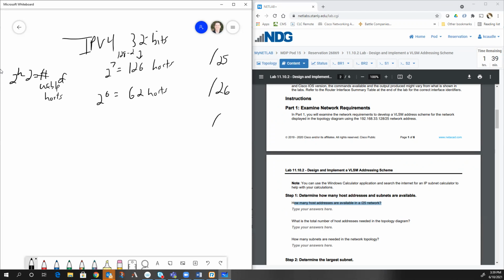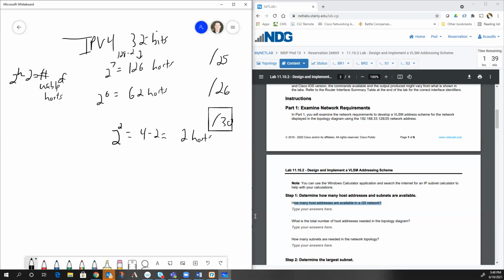What about a /30? How many host bits are left? It'd be 2 to the 2nd power, because there's only 2 host bits left. Remember, this tells you how many network bits you have. If you have 30 network bits, you've only got 2 host bits left. So it'd be 2 to the 2nd, so it'd be 4 minus 2. So with a /30, there's only 2 possible hosts per subnet.